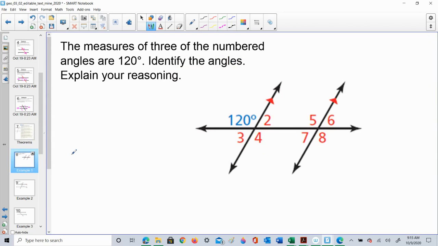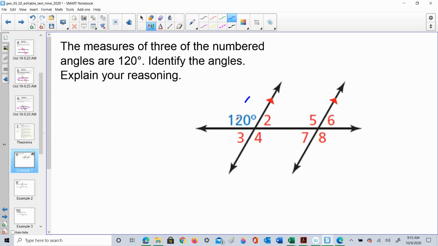So let's look at a couple of examples. The measures of 3 of the numbered angles are 120. Identify which angles are 120 and explain your reasoning. Explain your reasoning. So we got to find the ones that are 120 degrees. Right? There's a few angles here. Right? We have angle 2, 3, 4.